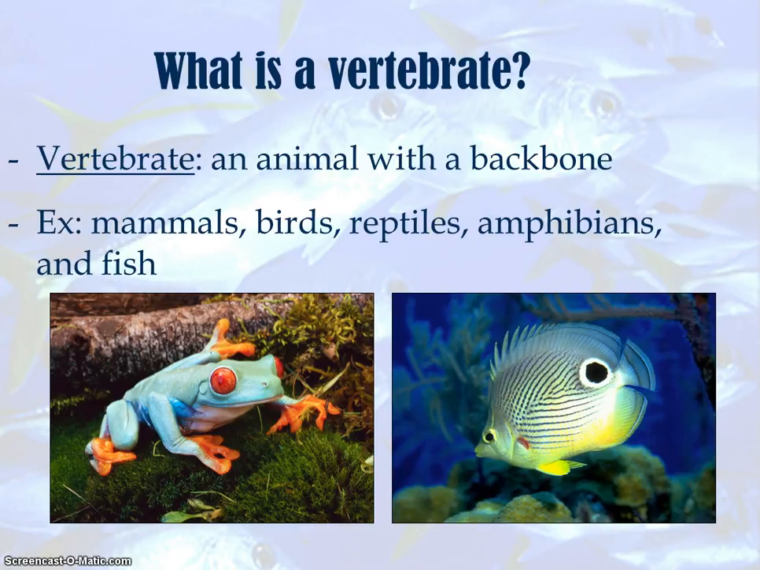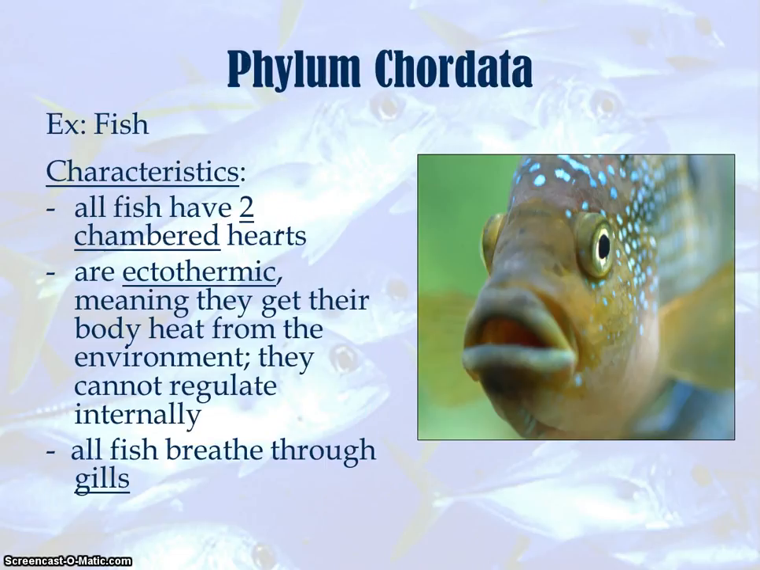First of all, a vertebrate is an animal with a backbone, so it has an internal skeleton. It does have a vertebral column. All of your mammals, birds, reptiles, amphibians, and fish will fall into this category. Okay, like I said, we're going to be focusing just on fish and amphibians.